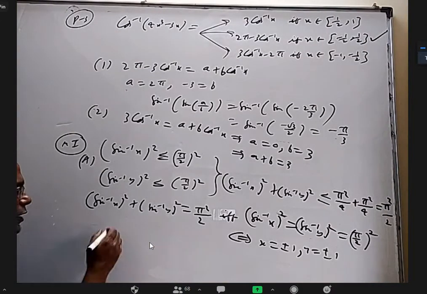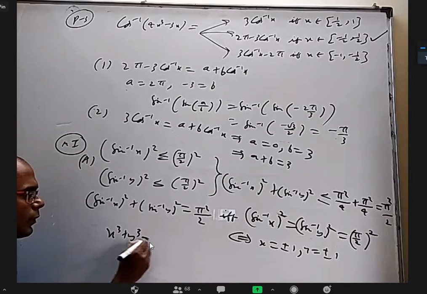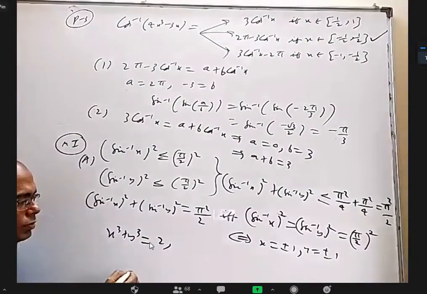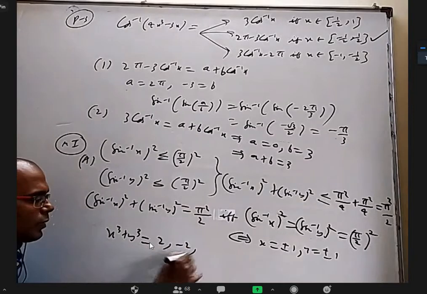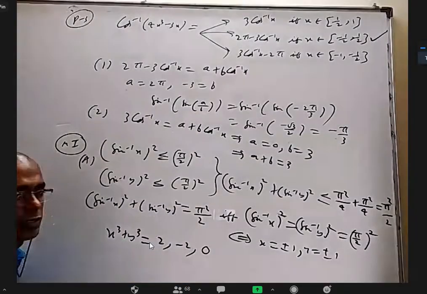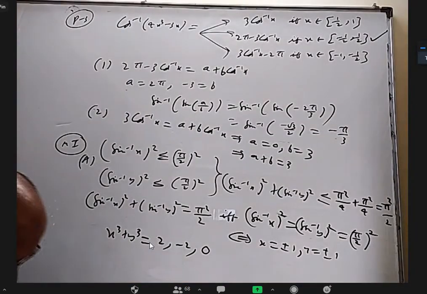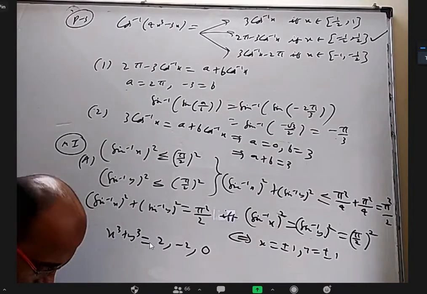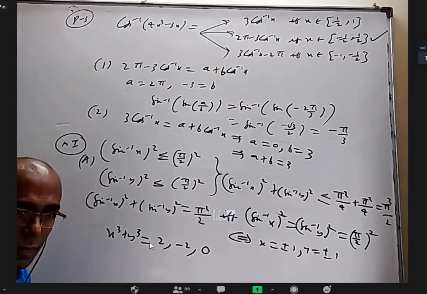So when you're coming to x cube plus y cube now, it can be 2 when both are 1, minus 2 when both are minus 1, and when one is 1, one is minus 1, it will be 0. So that A should be matched with 2, minus 2, 0: Q, S, Q or S. It is a multi-matching question.